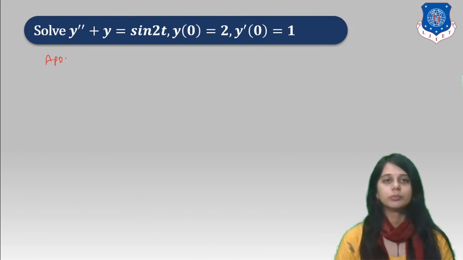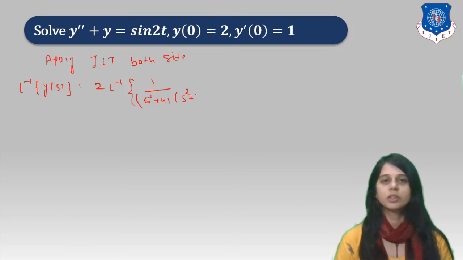Apply inverse Laplace transform both sides. So it is inverse of y of s: 2 inverse of 1 upon s square plus 4 into s square plus 1, plus 2 inverse of s upon s square plus 1, plus inverse of 1 upon s square plus 1. Okay.